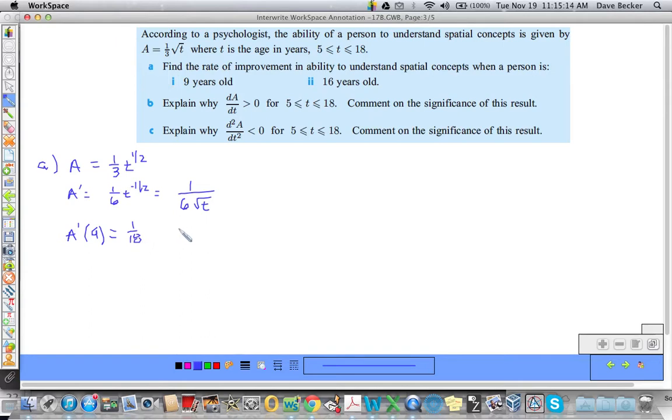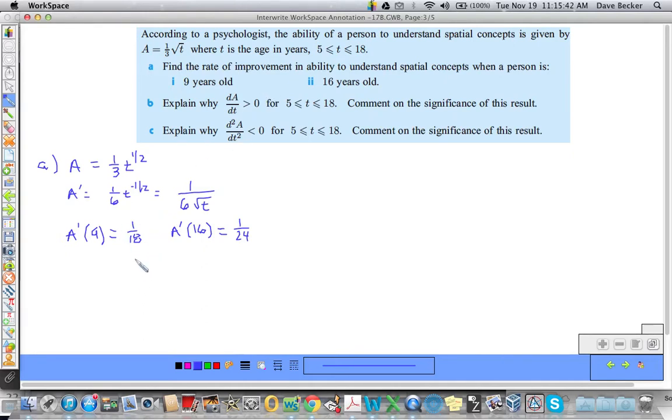Okay, and then A prime of 16 is going to be equal to 1/6 times the square root of 16, or 1/24. Skipping all of that to save time because you all know how to do that. Okay, so they also say, well, they don't ask us, but let's go ahead and say what this means.